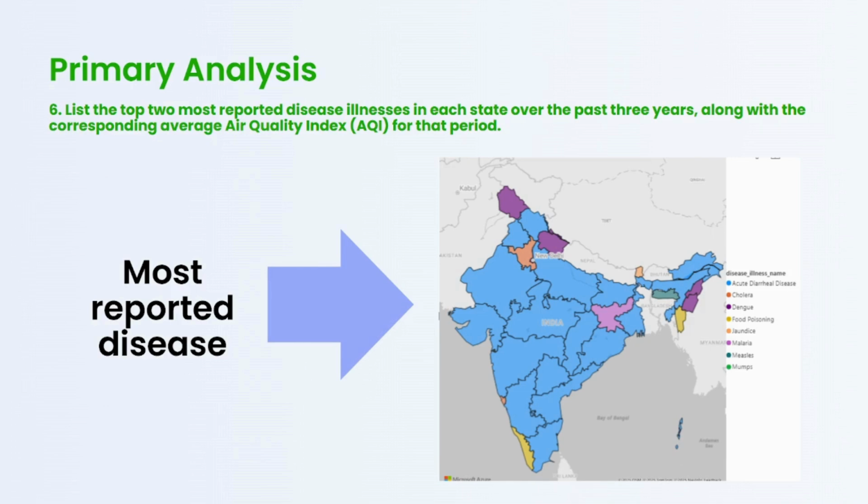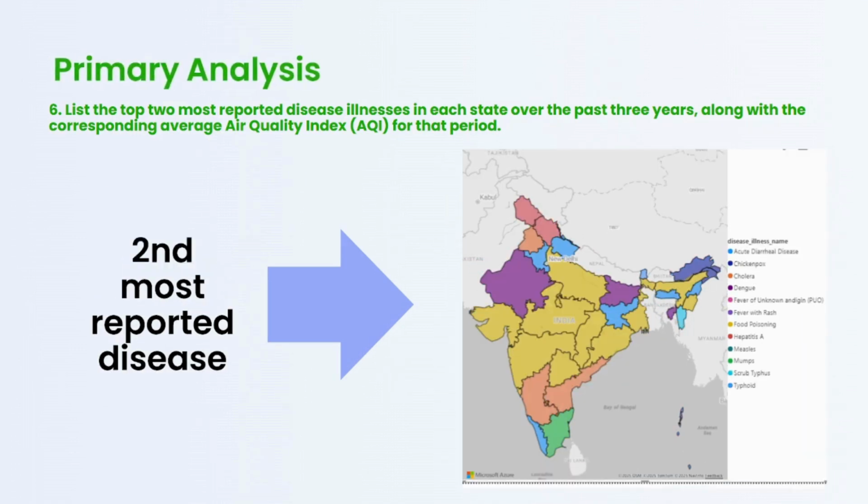The most reported disease in almost all states is diarrhea. If we see the second most reported disease in almost half of the states, it is food poisoning, and also some other diseases in specific states. So these are common diseases and not directly related to air pollution.